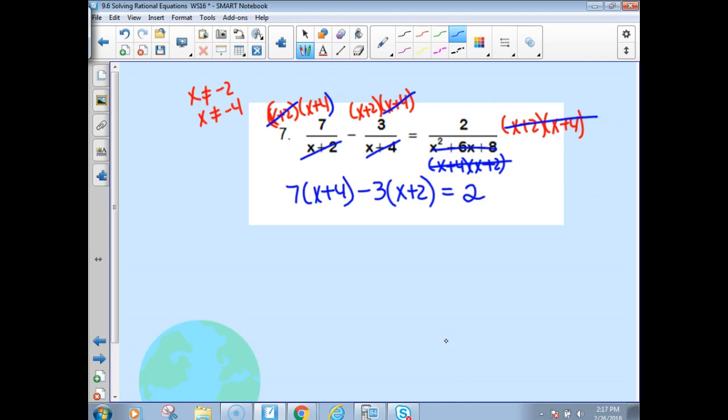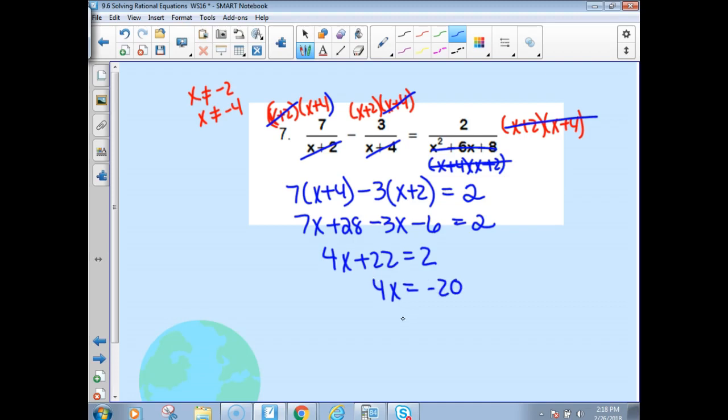Okay. Now I need to distribute on the left. I get 7x plus 28 minus 3x minus 6 equals 2. All right, next we'd simplify. 4x plus 22 equals 2. Subtract 22, 4x is equal to negative 20, and then divide by 4, and we got negative 5.